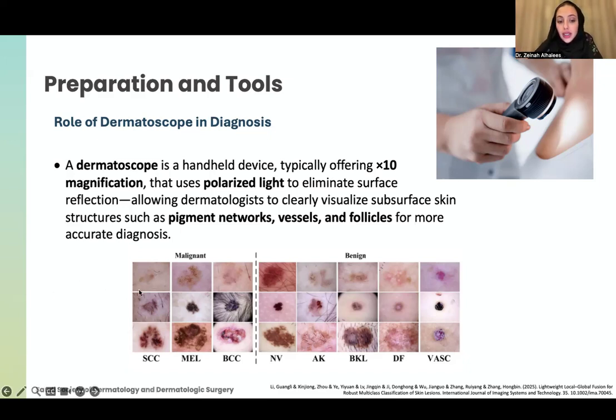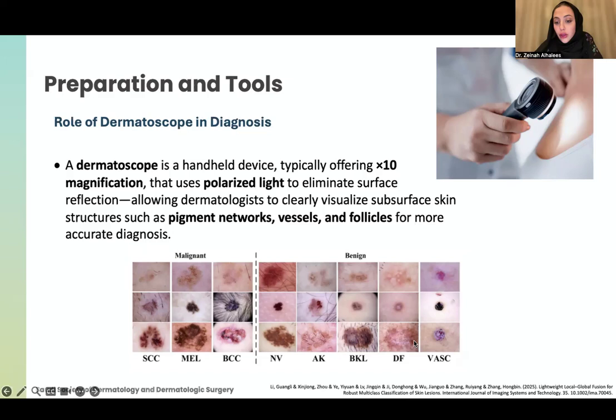So these are a few examples of how specific skin lesions look under the dermatoscope. Over here, for example, you can see your pigment network in melanoma. It's an atypical pigment network. It's not symmetric, and this makes us worried that this is not your classic melanocytic nevus. This one, for example, is a classic melanocytic nevus. It's quite symmetric on both sides.